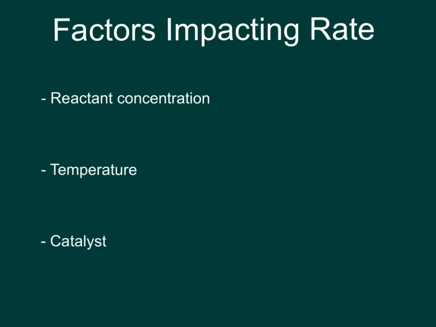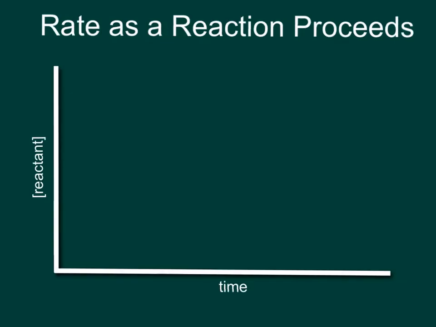In addition, at a higher temperature, collisions are more likely to have sufficient energy. A catalyst increases the likelihood of a successful reaction by offering an alternative pathway with a lower activation energy, such that a higher portion of the collisions are effective. Generally, we will be considering reactant concentration as the factor that most impacts reaction rate.